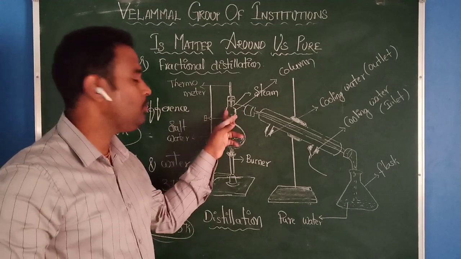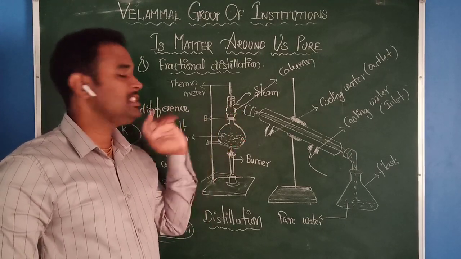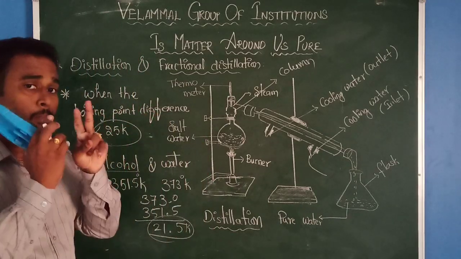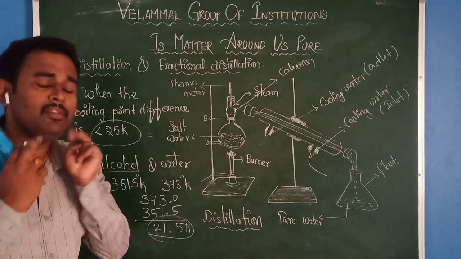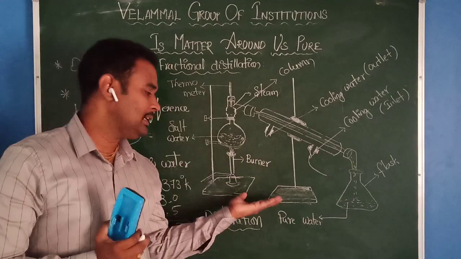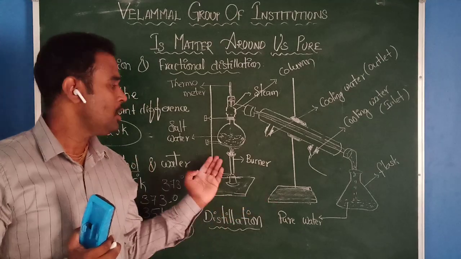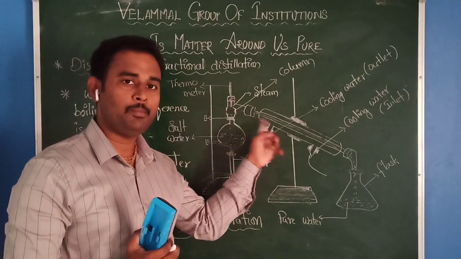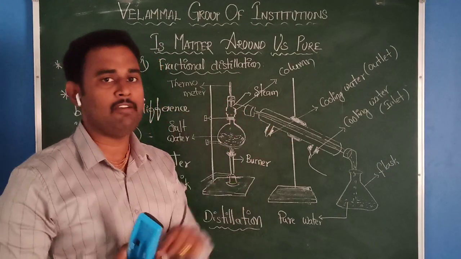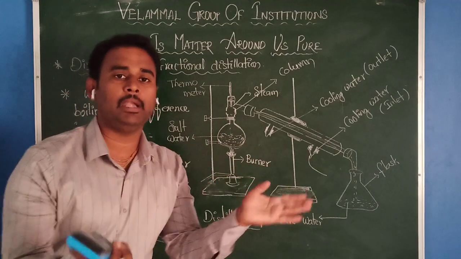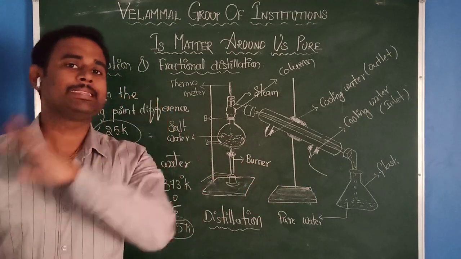Why are we using this fractionating column? When there is a volatile liquid, that means the boiling point difference is very small, less than 25, then by using the distillation process, some of the components will evaporate together. If one component evaporates, at the same time one more component also will evaporate. Then again you will get the mixture only. You are not separating those two exactly.